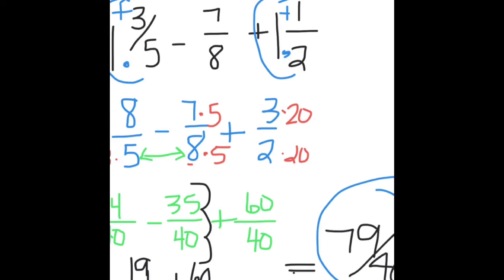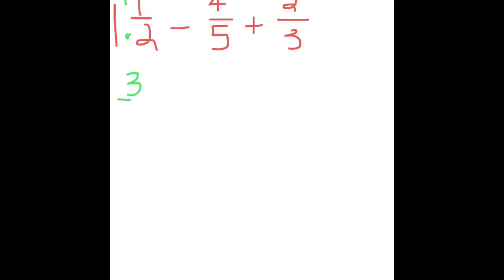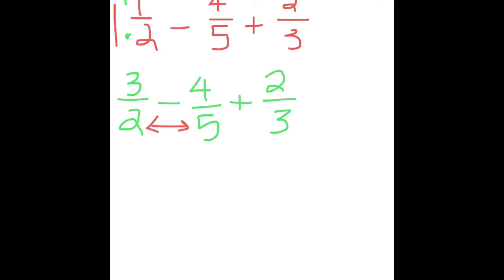Let's do one more example and we'll get you on your way. What about 1 1/2 minus 4/5 plus 2/3? So doing the C thing, 2 times 1 is 2 plus 1 is 3. I really have 3/2 minus 4/5 plus 2/3.